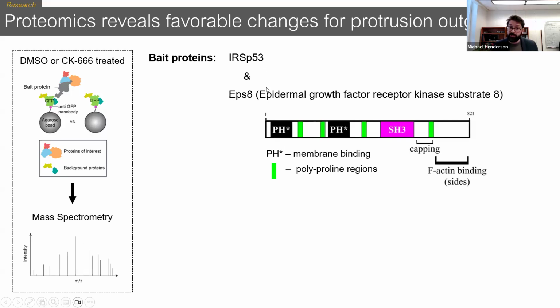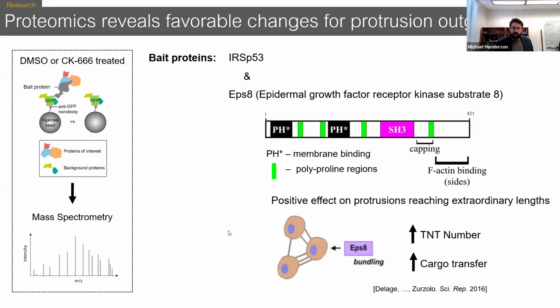And we found that IRSP53 and EPS8 have a specific interaction in protrusions of TNT length scales. So we also used EPS8 as a bait protein in our proteomics study. We know from past work that EPS8 directly upregulates protrusions of longer length scales, as reported in a 2016 report, because we can measure increases of TNTs and increases in cargo being transferred between cell populations. So it's a known TNT effector.